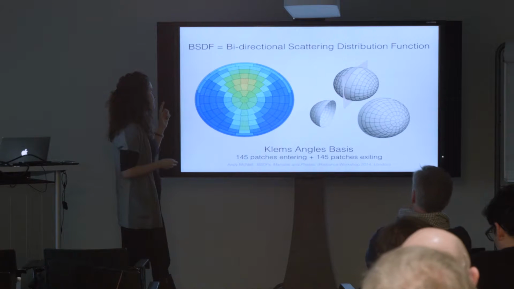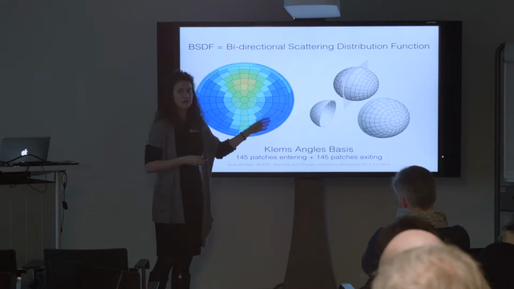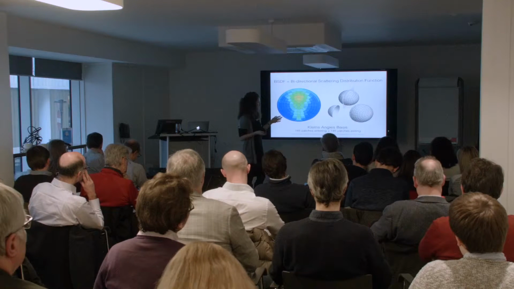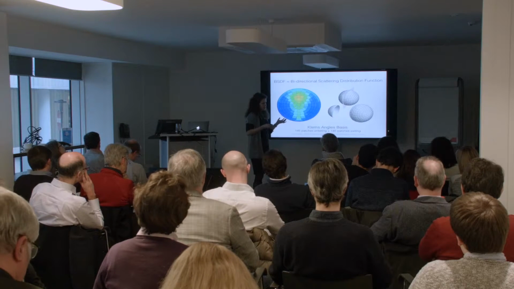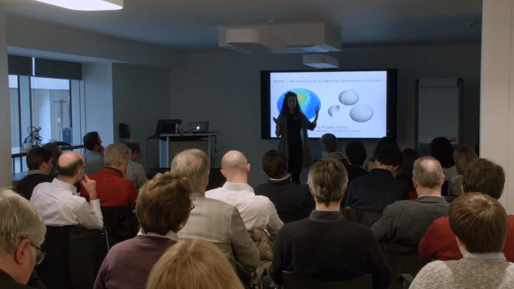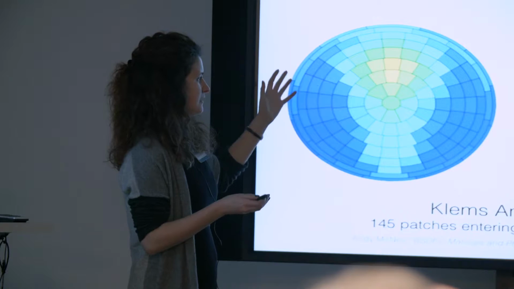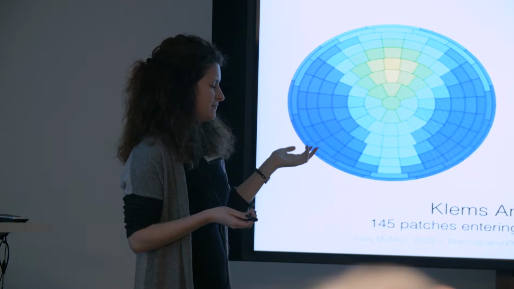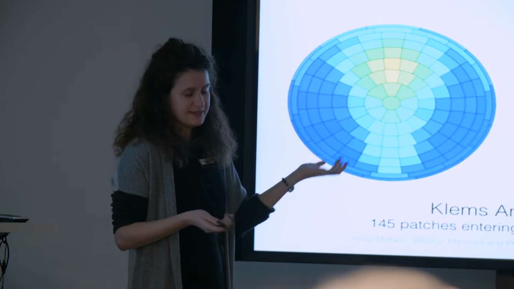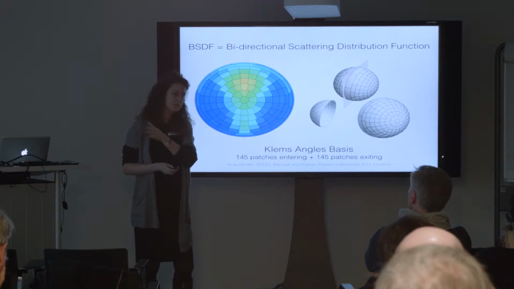The BSDF is the bidirectional scattering distribution function, and when we are talking about the Klems angle basis, we are talking about a representation that is made out of, say, a matrix 145 times 145 that represents the correlation between each incident patch. When the light is incident at each of these patches on one side of the window, then you get the corresponding distribution and quantity of the reflectance and of the transmittance in a window. So you get the distribution and the intensity. So these are used in the three-phase method and are applied as window materials.